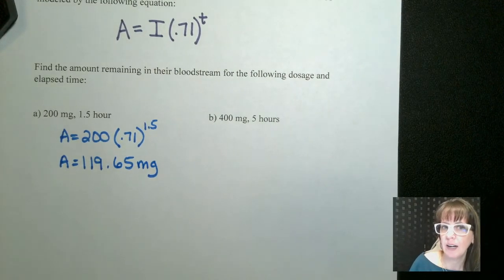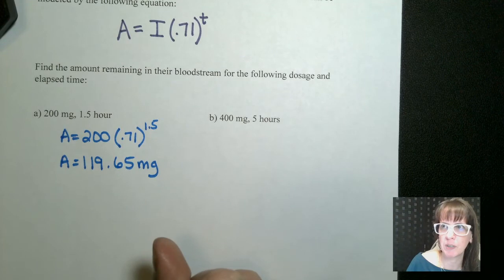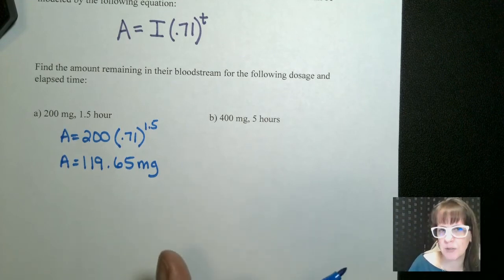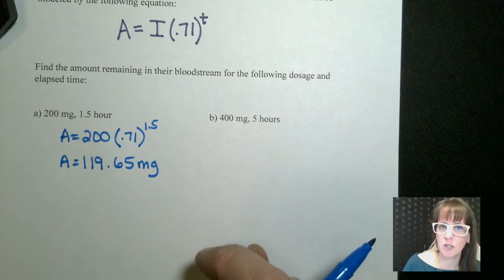So it is still quite a bit. That's probably why you usually only take ibuprofen every 4 to 6 hours, or 6 to 8 hours, right around there. That's so that it can get all the way out of your bloodstream, so you're not taking too much at a time.